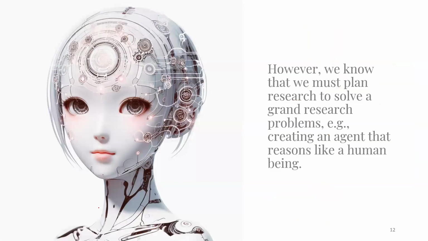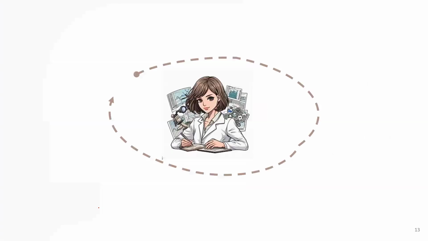However, although I showed that process, we know that we must plan research to solve a grand research problem, for example, creating an agent that reasons like a human being. We plan that grand form of research and then take one small sub-problem out of that, and we should be solving that. This is the intrinsic, right and natural way to do research, but perhaps because of the lack of resources and support, you may have to resort to the first approach that I showed.